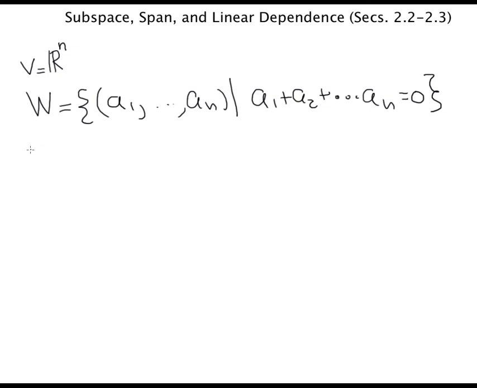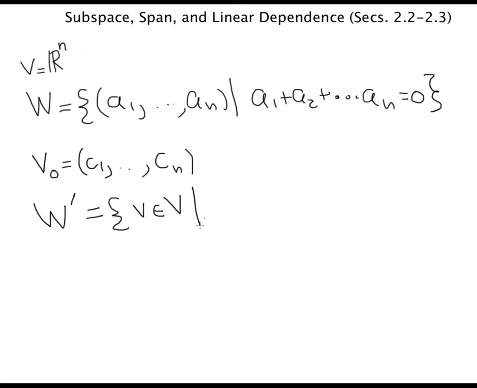And more generally, what if I took this? Suppose, again, I'm in Rn, and I took a fixed vector v naught to be some vector c1 through cn, and I let w, maybe we'll call it w prime now, to be the set of vectors v in V such that v dot v0 is equal to 0. The set of vectors which have dot product 0 with this fixed vector v naught. Is this a subspace?